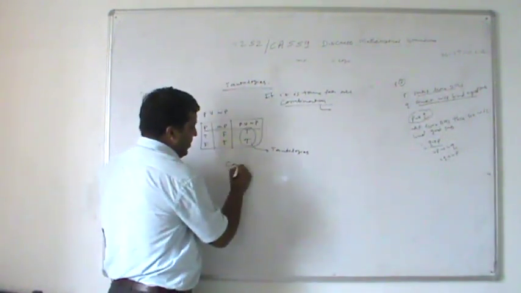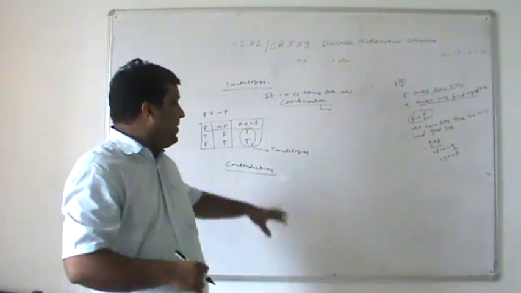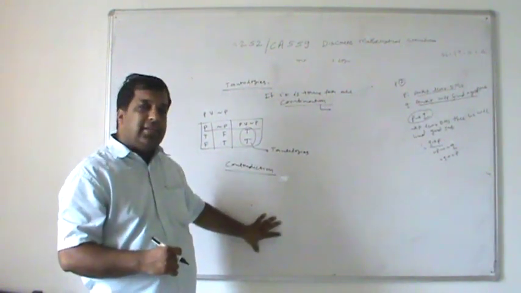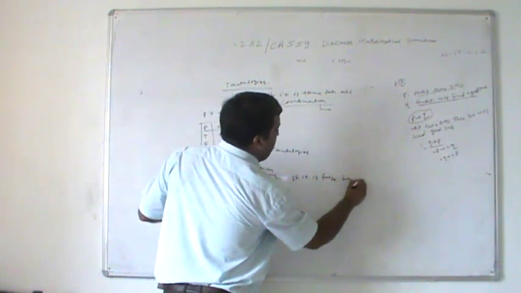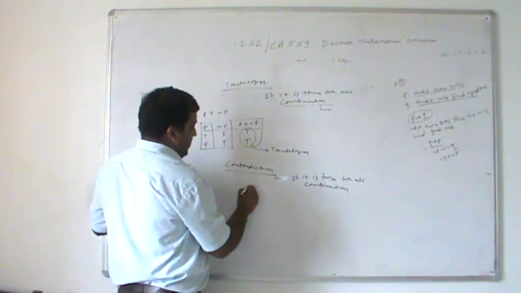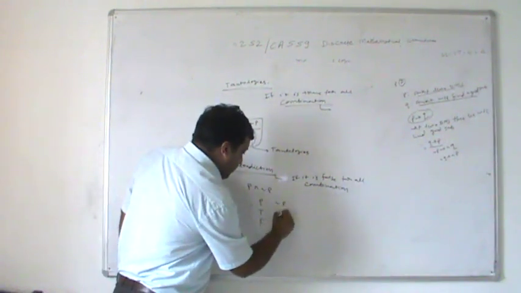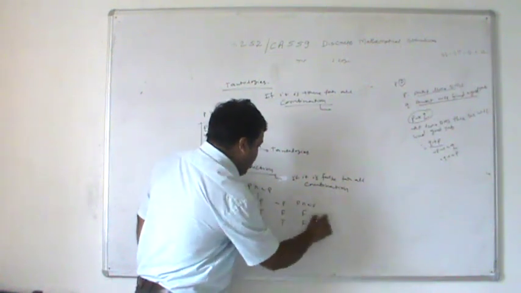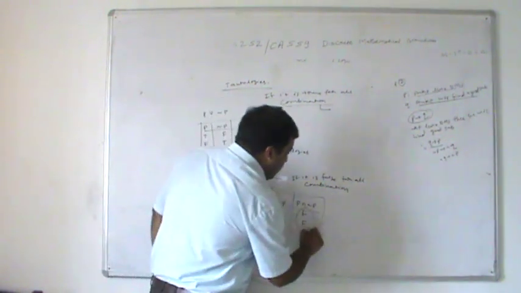Now the next term we can call a contradiction. Contradiction is just the reverse of the tautology. A statement is said to be a contradiction if it is false for all combinations. For example, P and negation P. P has two values, true and false, negation P is false and true. P and negation P: true and false becomes false, and false and true is also false. So in that case both combinations give the resultant value false, so it is called a contradiction.